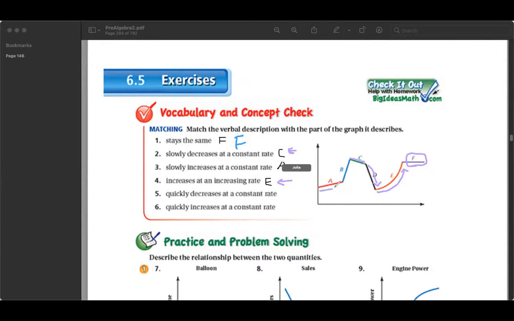Slowly, yep, so A, it's going up, but it's not going up super fast. So quickly would be D and B, because it shoots up really quick. It's almost super steep. Does that make sense for everybody? Any questions on those ones? Perfect. All right, let's see.